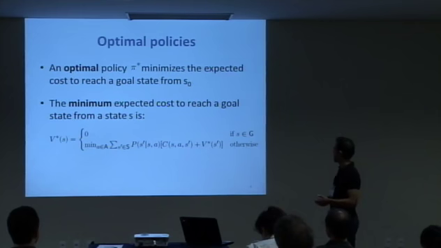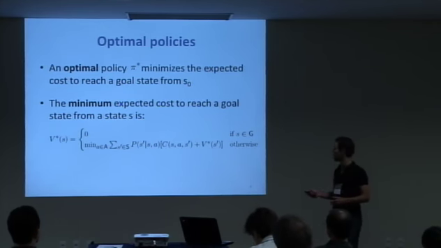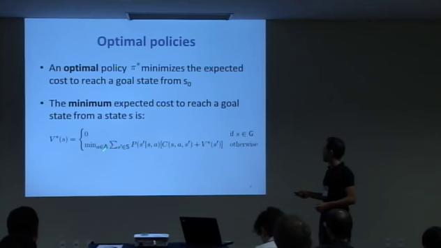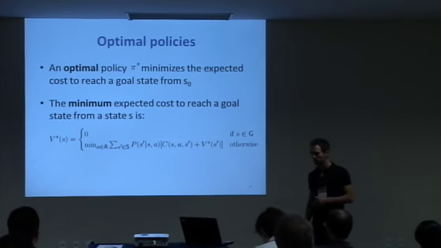And the minimum expected cost to reach a goal state is given by V star, the optimal value function here. That's going to be 0 if you're in the goal state. Otherwise, it's going to be the minimum over the actions of the expected value of applying that action and solving the problem from that state.